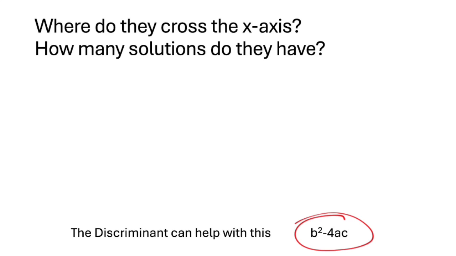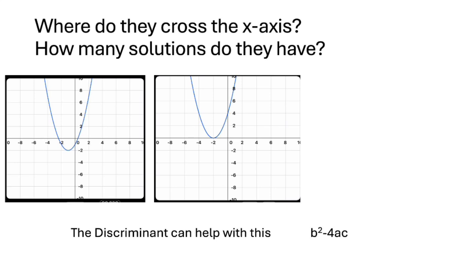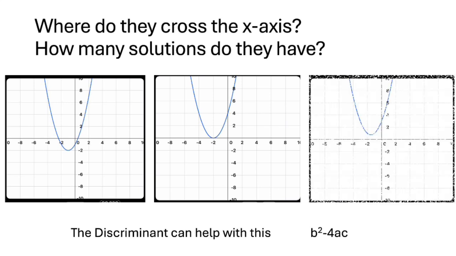All right, so the question I'm going to have, where do they cross the x-axis? The first one we graphed, how many times does it cross the x-axis? Twice. One there and one there. Are you with me so far? Okay. What about the next one? How many times does it cross the x-axis? Once. One time right there, correct? Last one. How many times does this one cross the x-axis? None. 0.